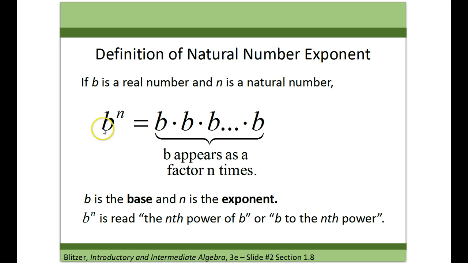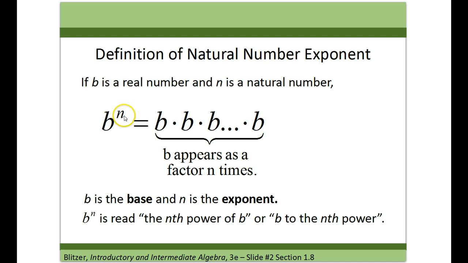Remember that if b is a real number and n is a natural number, remember natural numbers are the counting numbers and not including 0, right? Natural numbers being 1, 2, 3, 4, 5, 6, 7, 8, 9, 10, and on and on and on. Then we define the following.